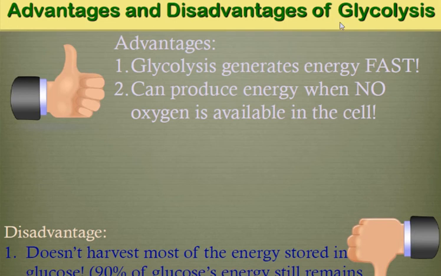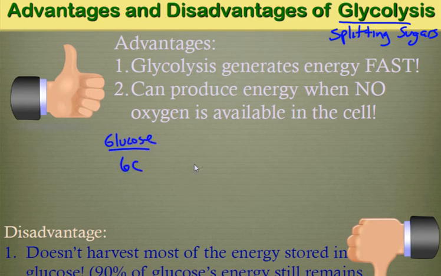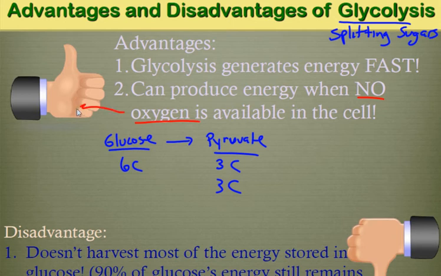Advantages of glycolysis. Remember, this means splitting sugars. So it is a very fast process because it's simple. You're going from glucose, which has 6 carbons, to pyruvate, and you are forming 2 3-carbon molecules. Another advantage is this can happen when there is no oxygen. We call that anaerobic respiration. So the first step in any type of respiration is glycolysis.